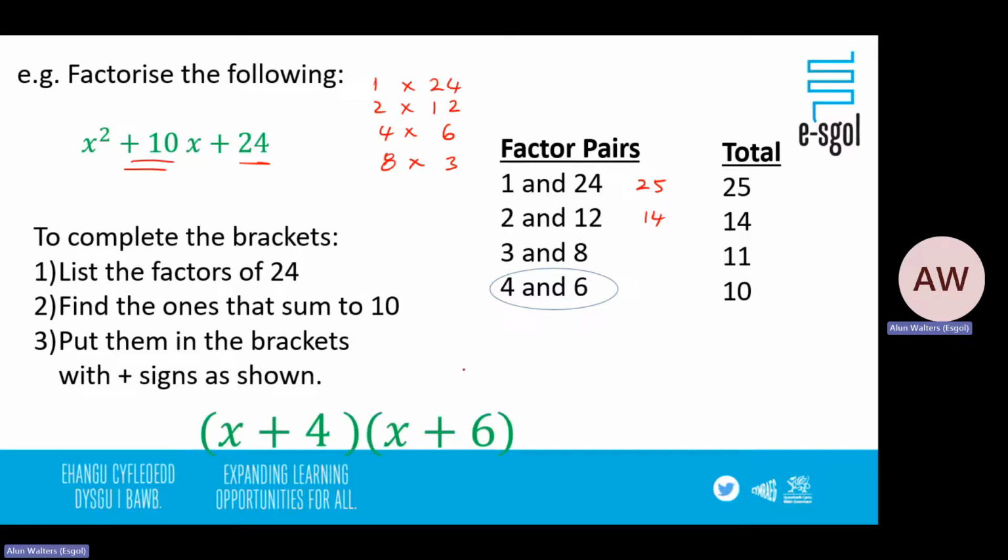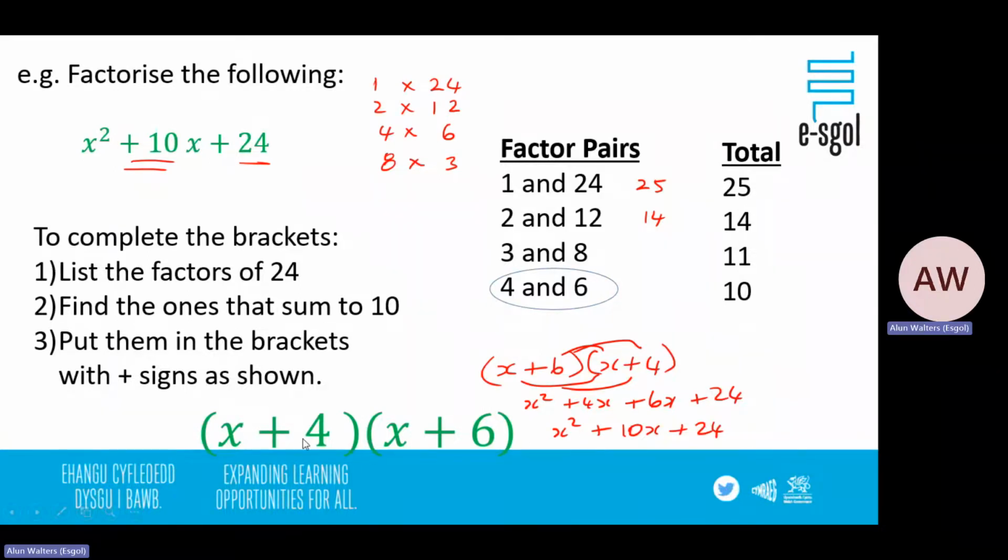It wouldn't matter if you wrote them the other way around. So imagine you wrote x plus 6, x plus 4. That's fine, as long as you do get a plus 6 and a plus 4 in there. Just to show you, if I multiplied them out, I'll do it quickly. We've got x squared plus 4x plus 6x plus 24. And when you total up the two center values, you end up with x squared plus 10x plus 24, which is what we started with. And it would be exactly the same if I used what's in the green brackets.